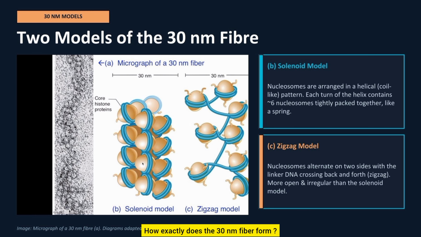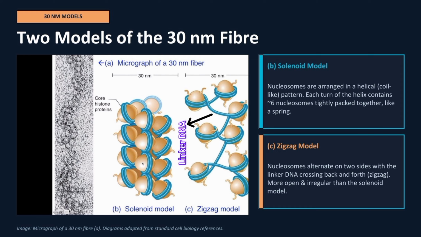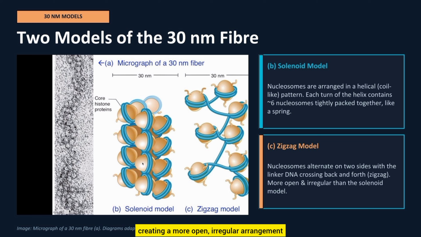How exactly does the 30 nanometers fiber form? Scientists have proposed 2 models. The solenoid model: nucleosomes are packed in a tight helical coil, like a spring, with about 6 nucleosomes per turn. The zigzag model: nucleosomes alternate on 2 sides, with linker DNA crossing back and forth between them, creating a more open, irregular arrangement. Both models are still debated. The key point for your exam is that H1 is essential for this level of compaction, and it interacts with both the DNA and the protein components of the nucleosome.